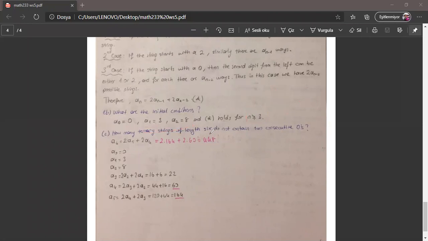And for length 6, we need to compute a6 just by plugging n equals 6 here. We know a0, a1, a2, and we just compute the rest by using this relation. Hence we have this number. This was the last question.